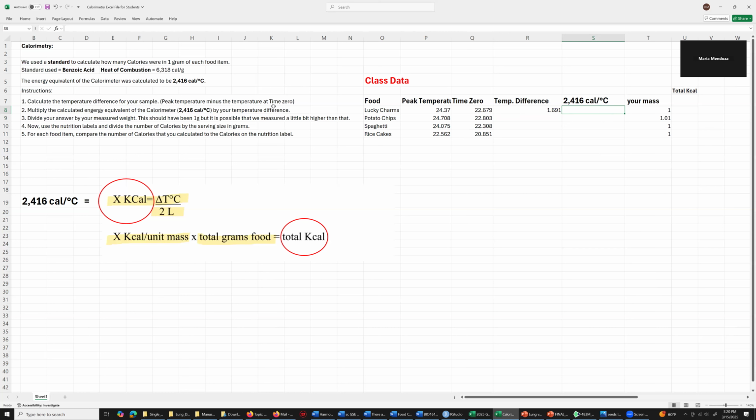And then, oh, hold on. Step two, you multiply the calculated energy equivalent of the calorimeter, this, by your temperature difference. So yeah, this number times that number.